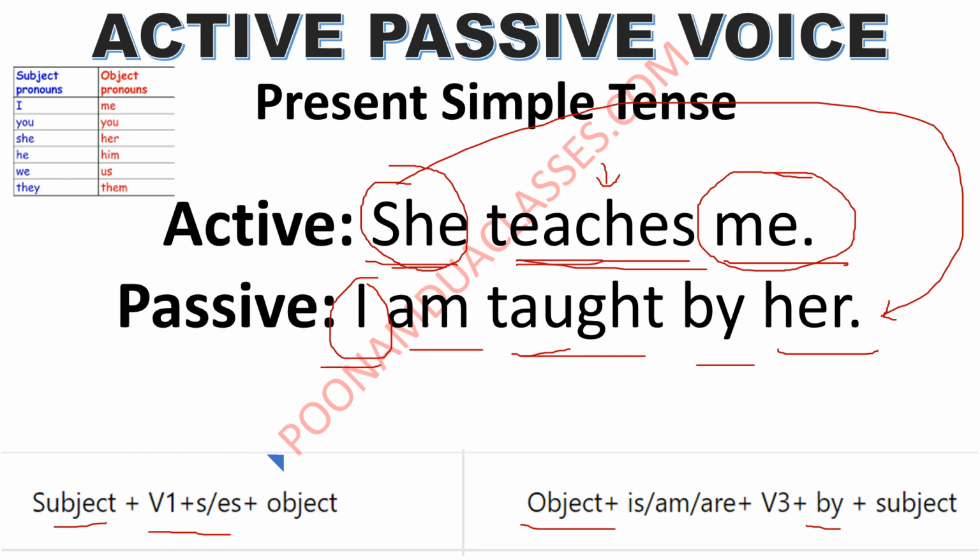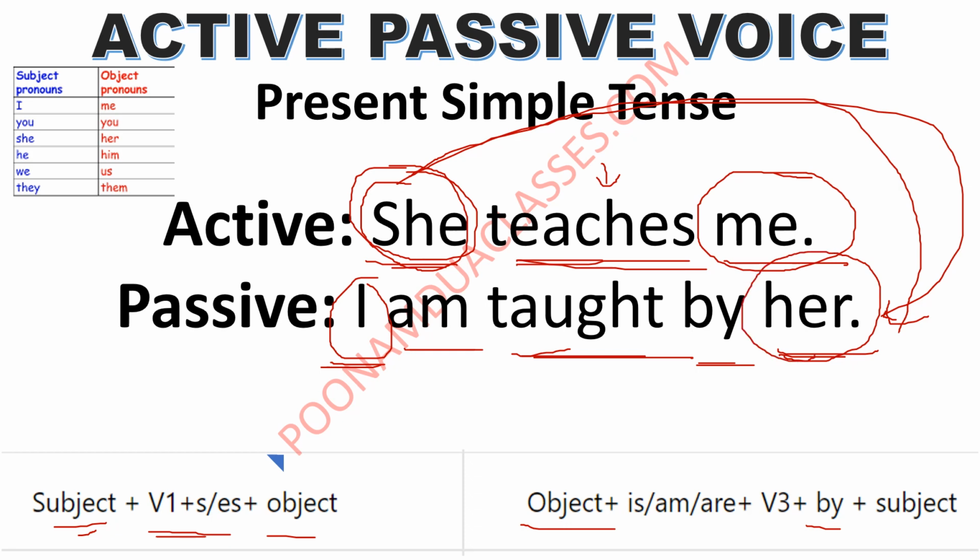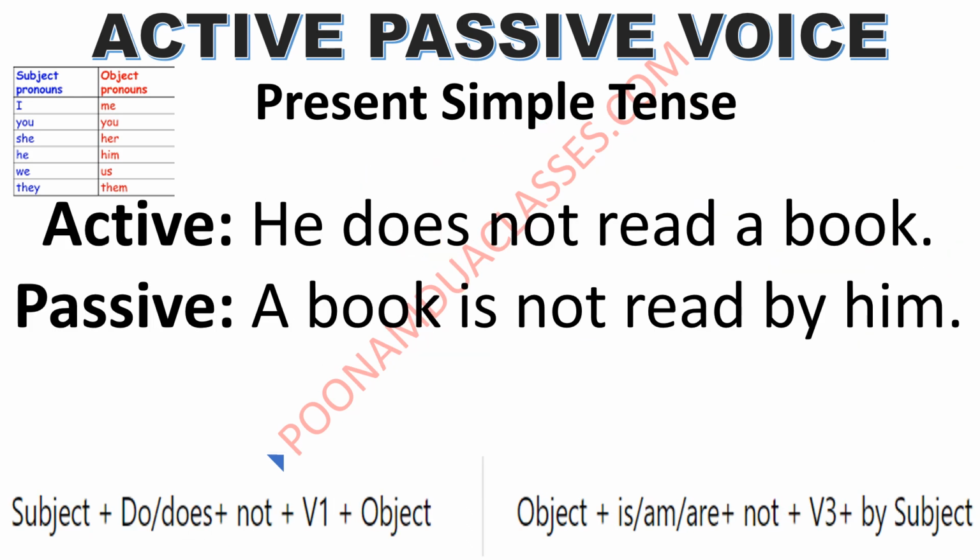So this will remain the structure. She teaches me, subject के साथ first form of verb plus s or es plus object, and it gets converted into object plus is, am or are, whatever suits here. Taught, that is the third form of the verb, by, and the subject of the active sentence, which will get converted into the objective pronoun, by her, because at present it is the object. Let us go for the negative of the same sentence.